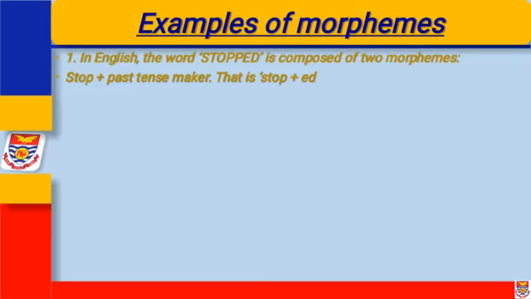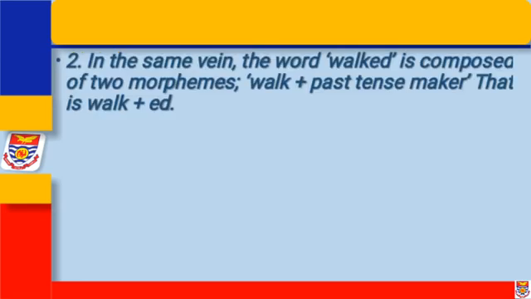Example 1. In English, the word stopped is composed of 2 morphemes. That is, stop plus the past tense marker, ed. Walked is composed of 2 morphemes: walk plus the past tense marker, ed.